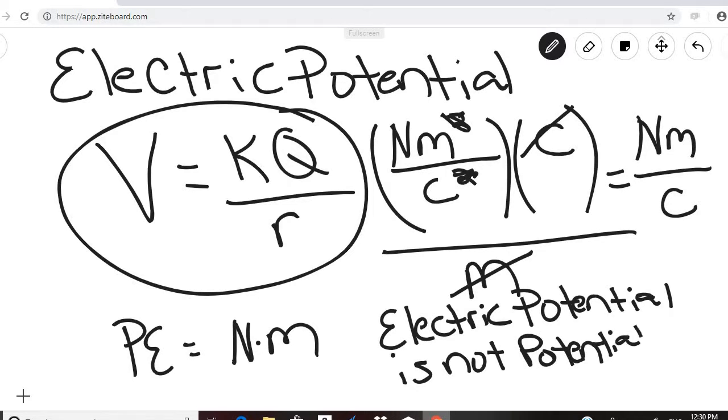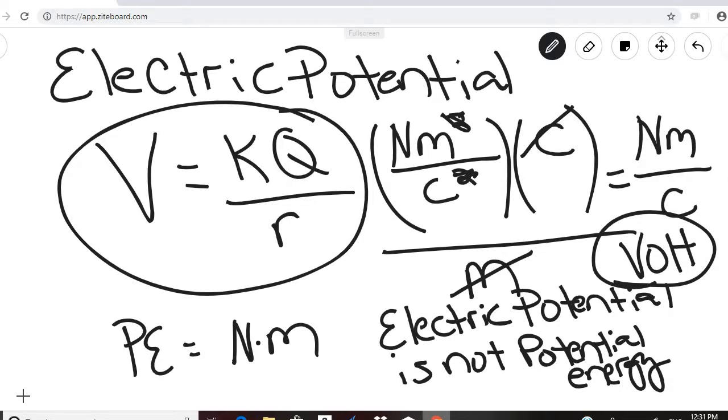Again, hang on, and we'll try to make sense of that, but remember that electric potential is not the same as potential energy. So, let me back up here. The units for electric potential is a Newton meter over coulombs, and we refer to that as a volt. So if you have a 1.5 volt battery or 9 volt battery, it's a Newton meter per Coulomb.